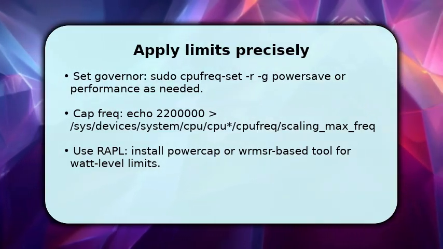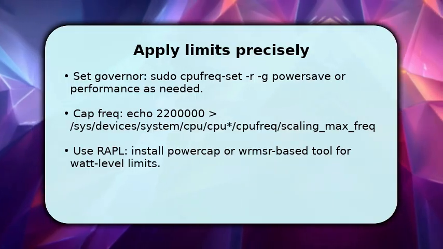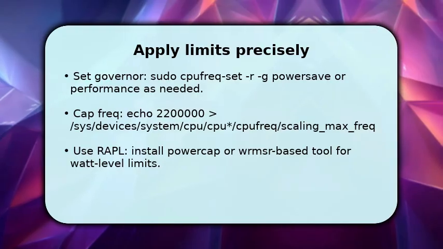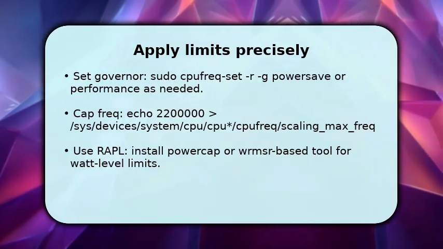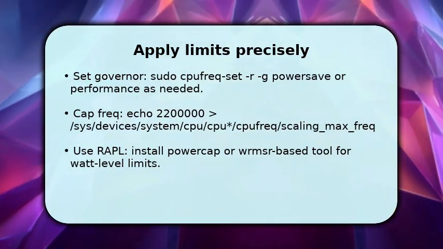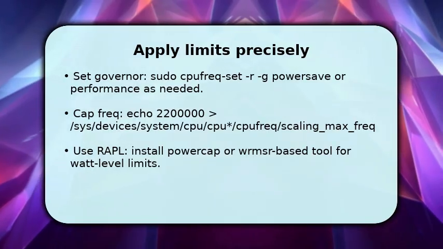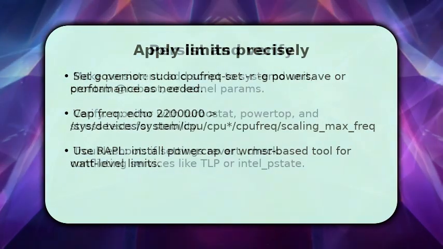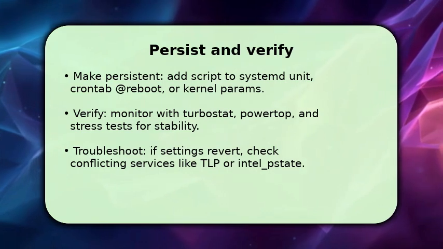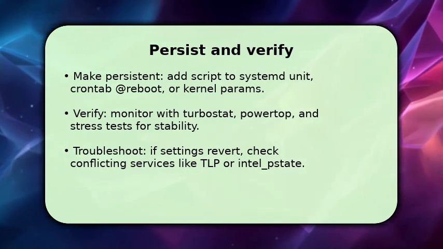If you require watt-level control on Intel, use the PowerCap framework or an RAPL tool to set package power limits. Finally, ensure your limits survive reboots by creating a small systemd service or adding the writes to an init script. Alternatively, set kernel or driver parameters if supported.